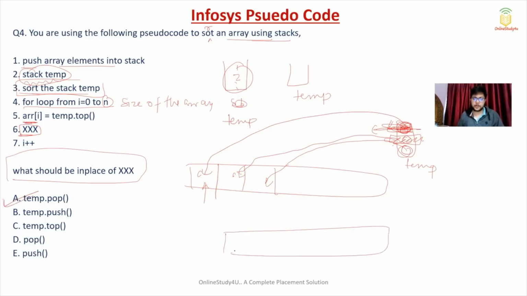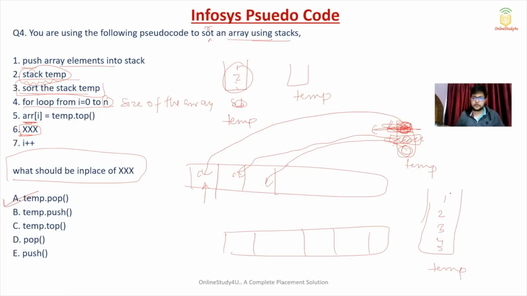I'll repeat it again. There is an unsorted array. What we did, we put it into the stack. Now I have the elements here, and now I want to put it back into the array in sorted order. So first I iterate from 0 to n, because if the size of the array is n, there will be n elements in this stack. We sorted it using some algorithm. We are not talking about how to sort it.